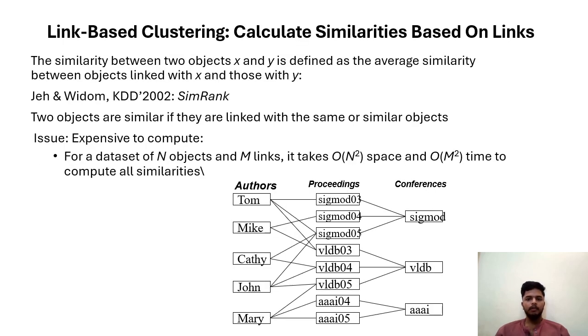Link-based clustering. Calculate similarities based on links. The similarity between two objects x and y is defined as the average similarity between objects linked with x and those linked with y. Jeh and Widom in 2002: SimRank. Two objects are similar if they are linked with the same or similar objects. Issue: expensive to compute. For a dataset of n objects and m links, it takes O(n squared) space and O(m squared) time to compute all the similarities.